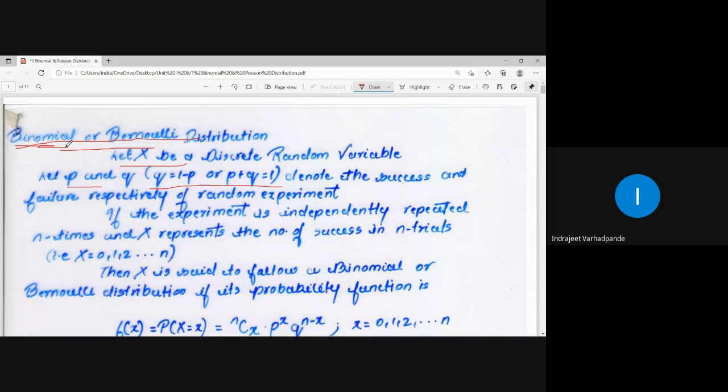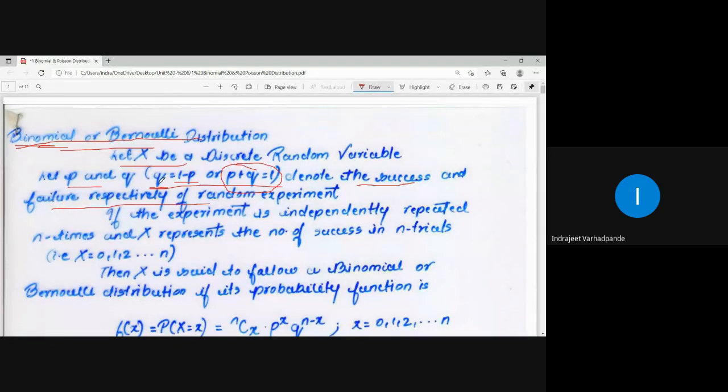So we know that success plus failure will together comprise that particular probability, and probability never exceeds 1. So accordingly we will be having success plus failure, that is p plus q is equal to 1. So how will q be obtained? Q will be obtained as 1 minus p. So p and q, where p plus q is equal to 1, p is equal to 1 minus q, or q is equal to 1 minus p, denote the success and failure respectively of the random variable.